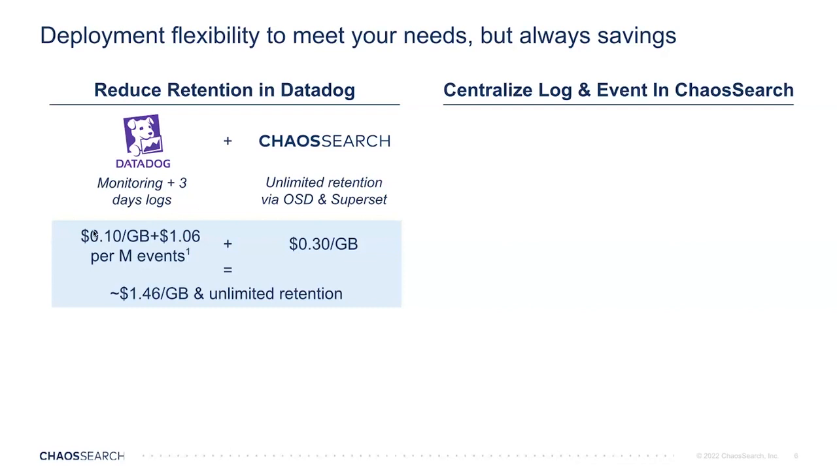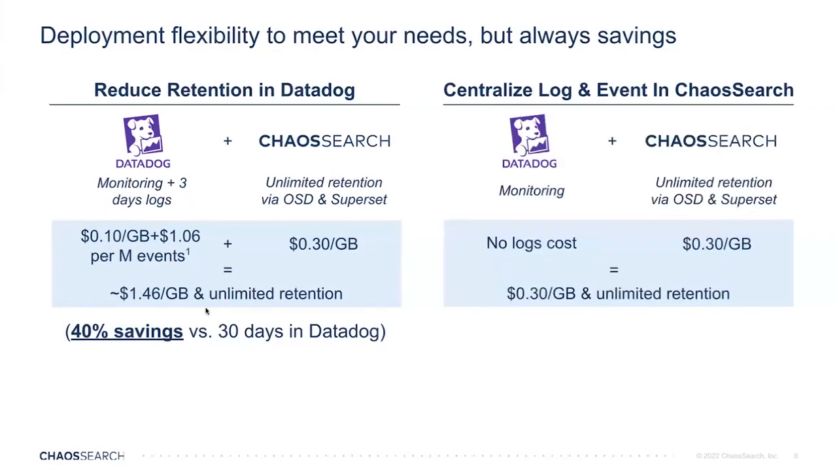With that, you pay Datadog 10 cents per gigabyte ingested, plus about $1 per million events. And then ChaosSearch 15 to 30 cents. Here we're using 30 cents for the high watermark. And so in total, you pay about $1.50 per gigabyte ingested, and you get unlimited retention. These are 40% savings versus keeping 30 days retention in Datadog.